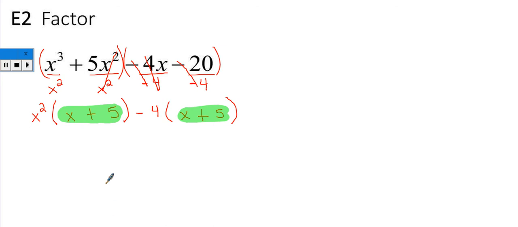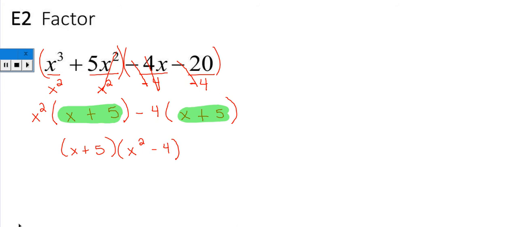So, now that I've got that matching thing, I'm going to put that x plus 5 out in front, and what's left over goes in the other one, that x squared minus 4. Now, I will tell you that later on we'll be able to continue factoring this part a little bit. This is called a difference of perfect squares. We're not there yet. Don't panic. I just want you to know that this could continue to factor, and later on we'll learn how to do that.